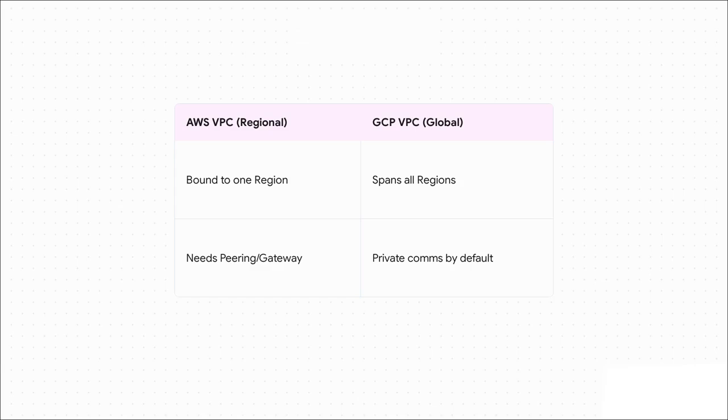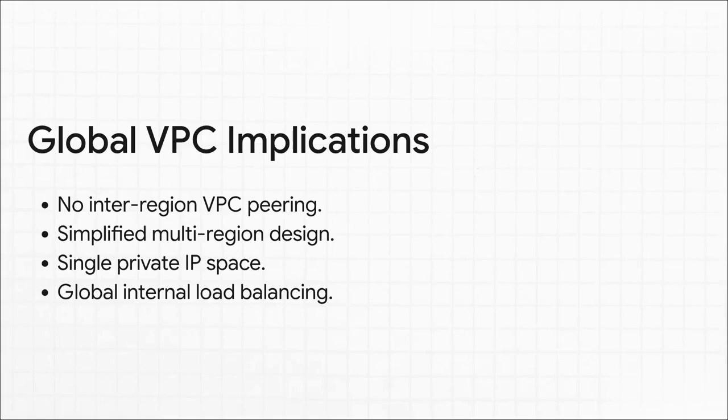A GCP VPC is, by default, a global resource. This means you can have a subnet in, say, US East 1 and another one in Europe West 2, and they're inside the exact same VPC. They can talk to each other with their private IPs right out of the box. No peering, no gateways, nothing. It just works. So why does that matter?